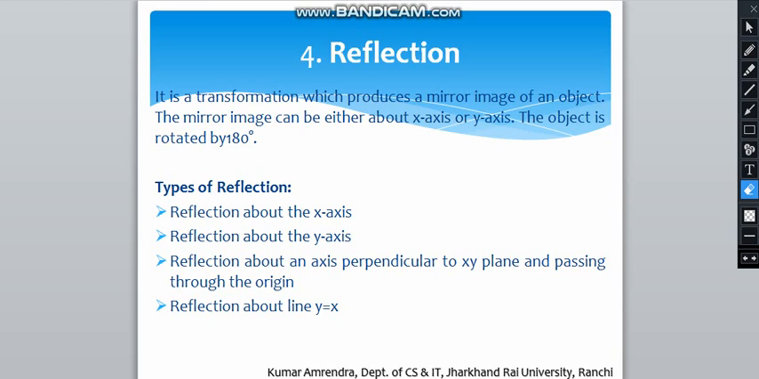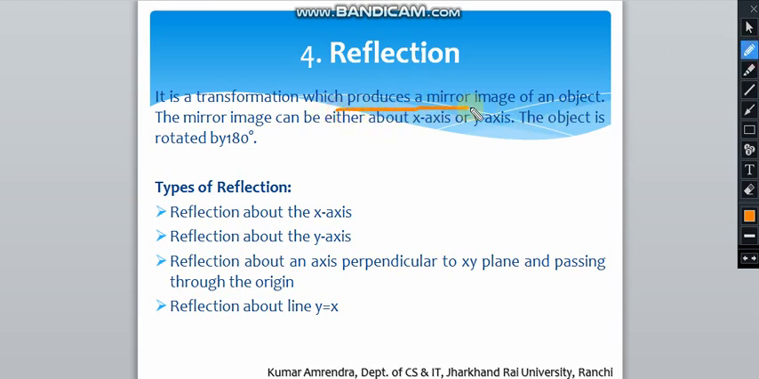Hello students, so in today's video we are going to see about reflection, that is the fourth type of transformation. As the name suggests, reflection is something where, with respect to any surface or any mirror, the image of an object gets reflected. That is, it is a transformation which produces a mirror image of an object.